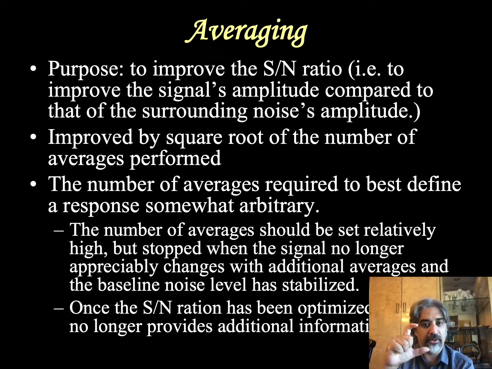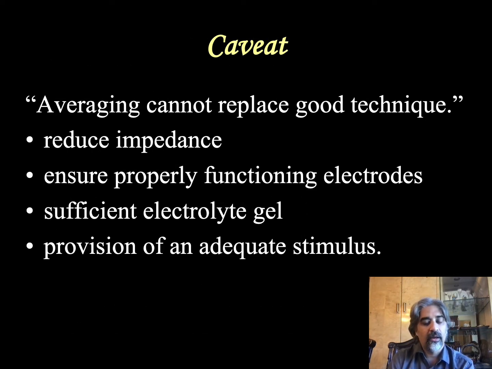That means the signal's amplitude should be a lot larger than the noise amplitude. And the factor that it improves by is the square root of the number of averages performed. So if you perform 4 iterations of this, then you'll get an improvement of 2 times the signal to noise ratio. You would have to do 9 to improve from 2 to 3, and then you'd have to get up to 16 for a further improvement, which is why most people stop at about 9 to 10. Averaging cannot replace good technique, so do everything you can to improve the signal to noise ratio in other ways.